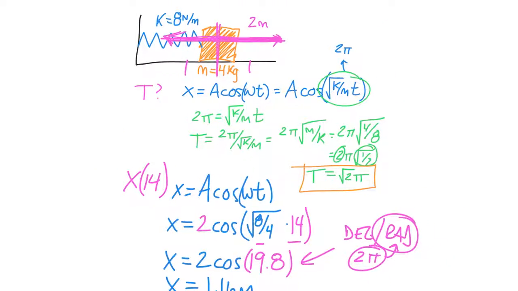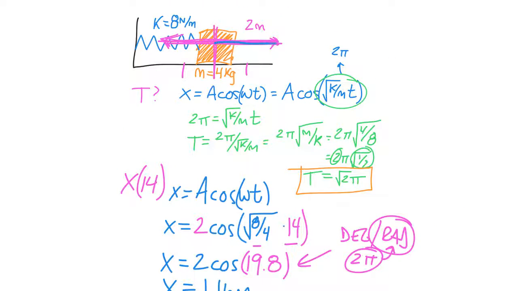So what that means is that we've stretched this out 2 meters to let it go. Well, it's bouncing back and forth, and at 14 seconds, it's going to be at this 1.16, so just a little over halfway for what we stretched it out. So it's going to be right here at 1.16 meters.